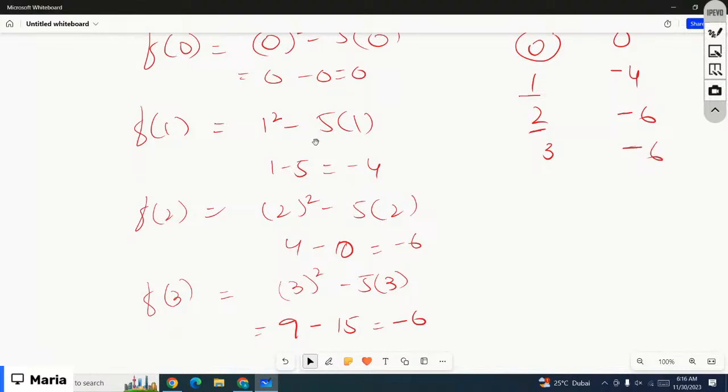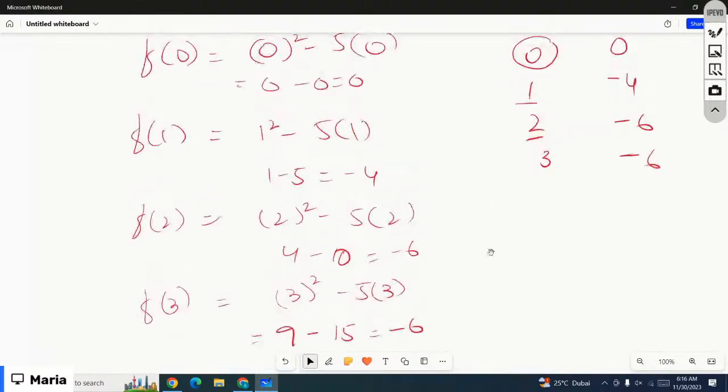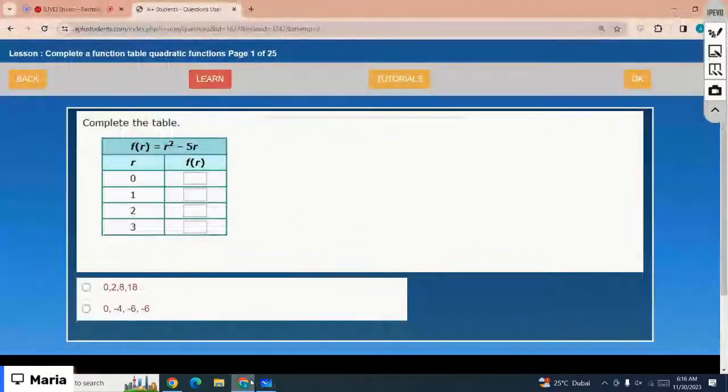So these are the values of the function on 0, 1, 2, and 3. They are 0, negative 4, negative 6, and negative 6. So option number 2 is the correct option, right?